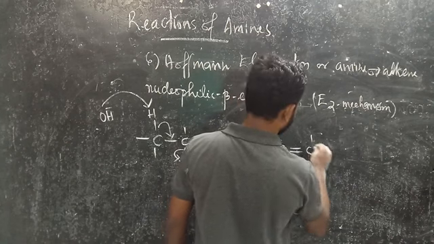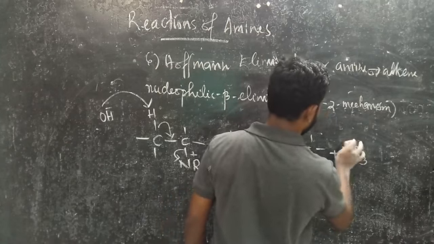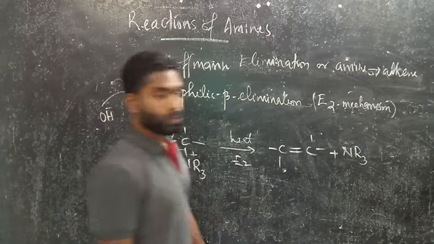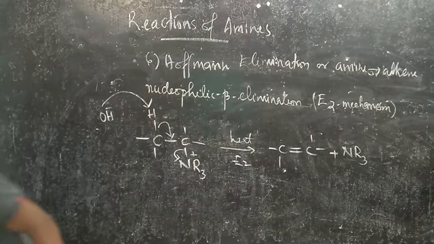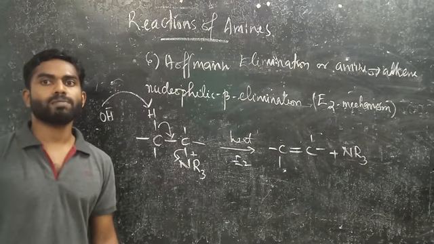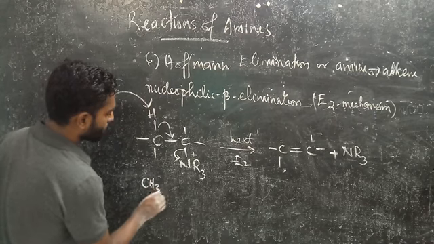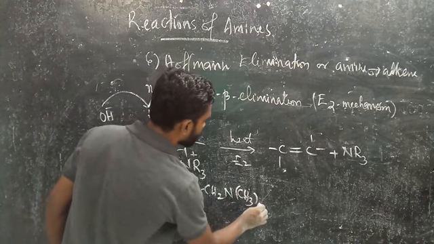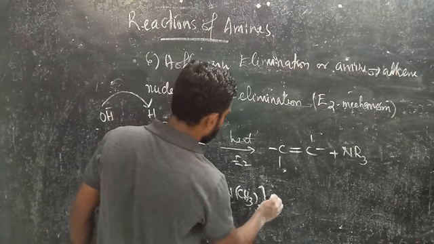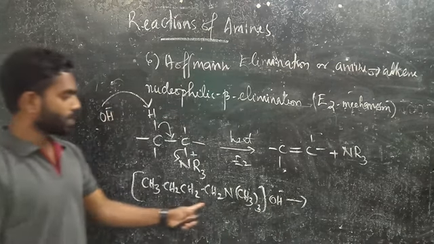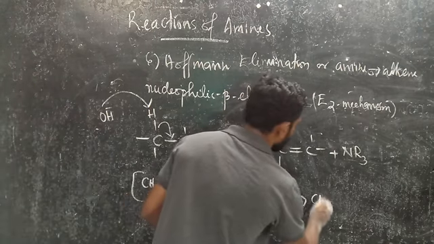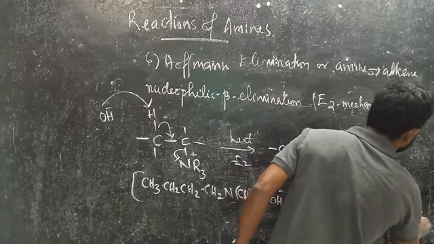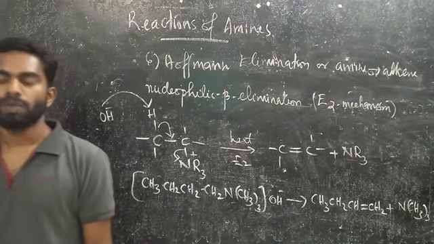We will get the alkene plus NR3. This is the nucleophilic beta elimination, or E2 mechanism. An example is N-butyl trimethyl ammonium hydroxide, CH3CH2CH2CH2 N(CH3)3 OH minus. On heat we will get but-1-ene, CH3CH2CH=CH2, and trimethylamine.